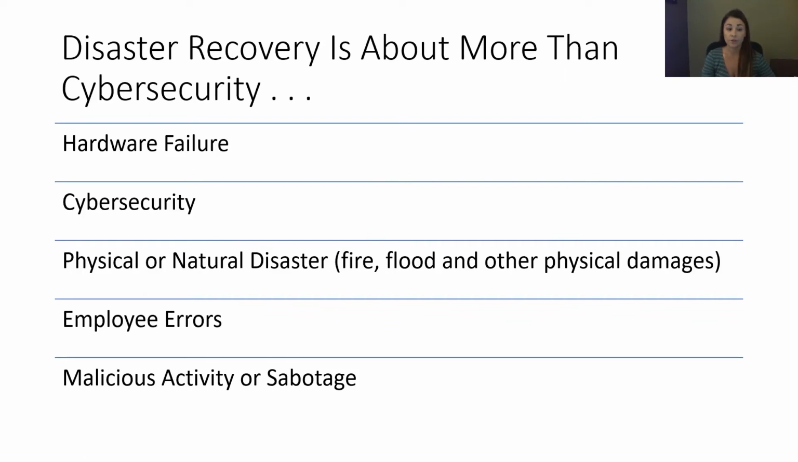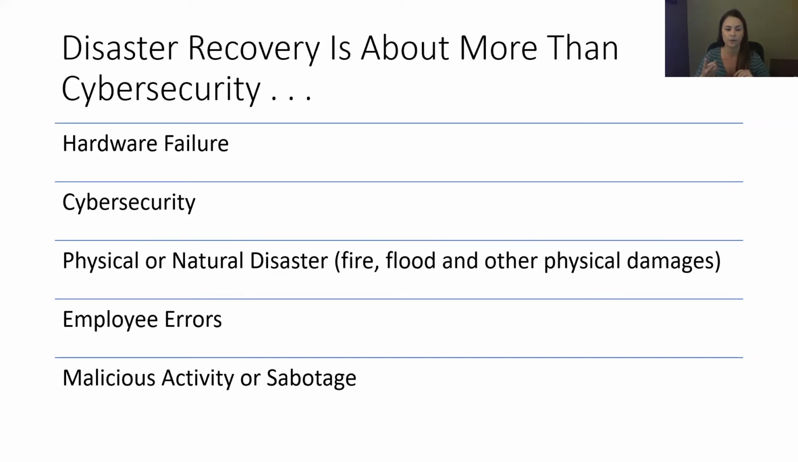Another example is going to be physical or natural disaster. These things happen. We can talk about floods, fire, tornadoes, or for instance, you have a pipe burst and that ends up flooding your server room. Disaster recovery is going to help you prepare for that and also make it through that situation.